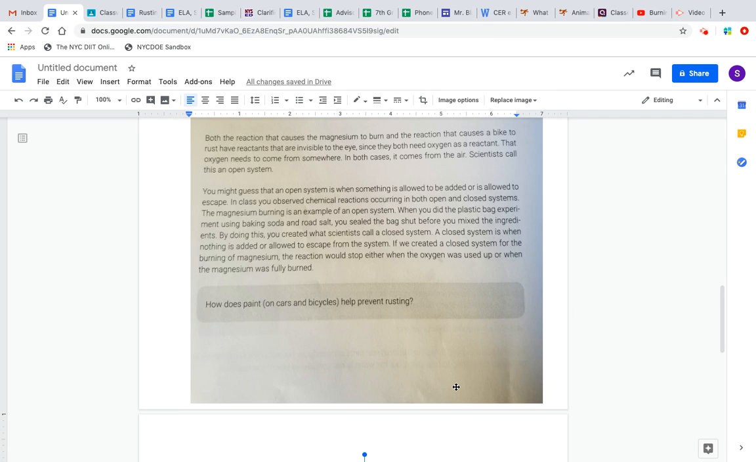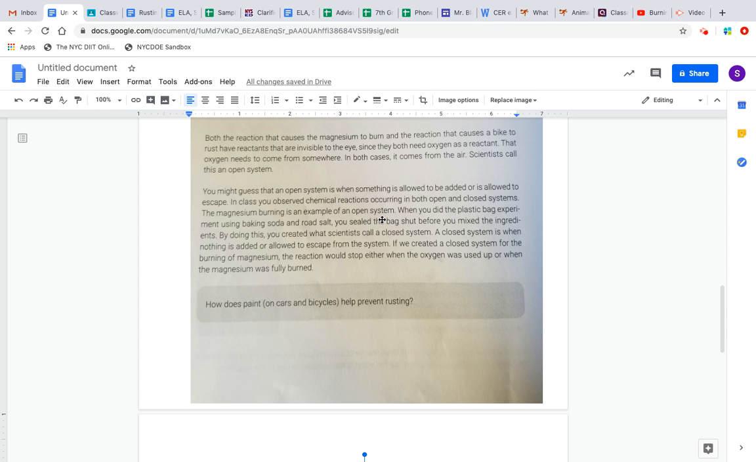And that's something they're going to talk about in this particular lesson. So just think about that. And then the open system, you guys know, is when you allow air in, or things can either come in or escape. So that's the difference between your open system and your closed system. You might guess that an open system, like we said, is when something is allowed to be added or is allowed to escape. The magnesium burning is an example of an open system. Remember, it wasn't closed in anything. It allowed that air or the water to be able to get in and intensify the burning.